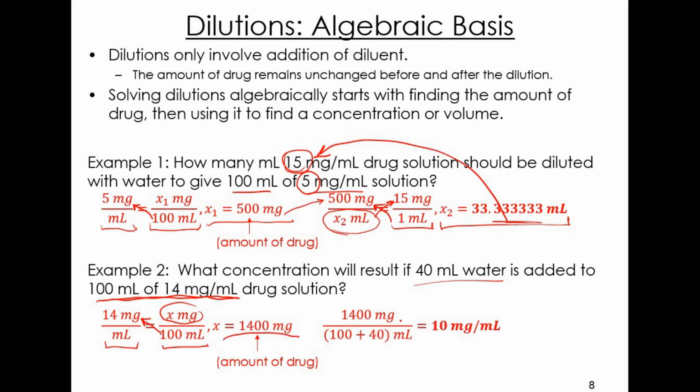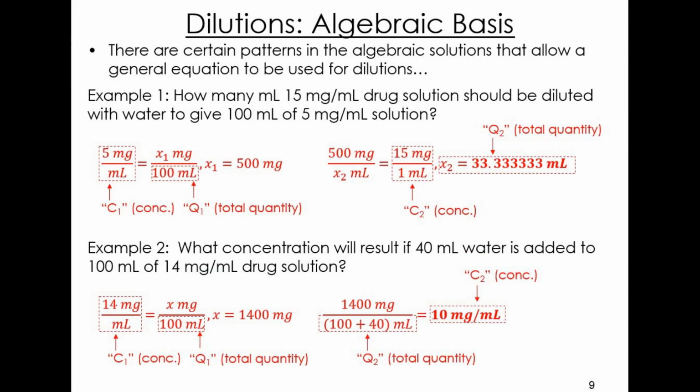We can take that 1400 milligrams and divide it by the new diluted volume, which is the 100 we started with, plus the 40 mLs of water we added, to give a new solution volume of 140 mLs. So 1400 milligrams divided by 140 mLs gives 10 mg per mL. So if we added 40 mLs of water to 100 mLs of 14 mg per mL drug solution, our new drug concentration would be 10 milligrams per milliliter.